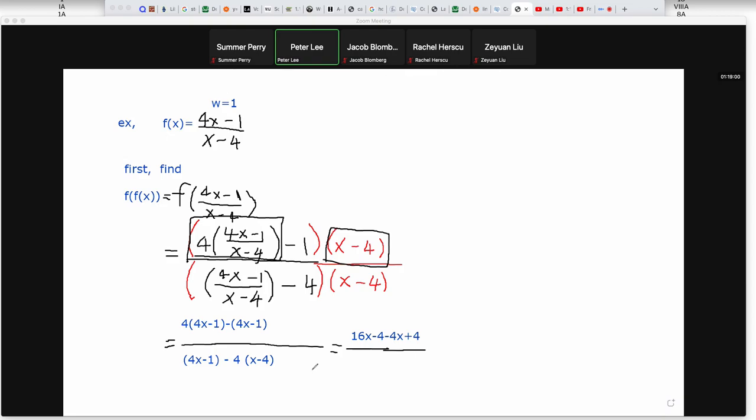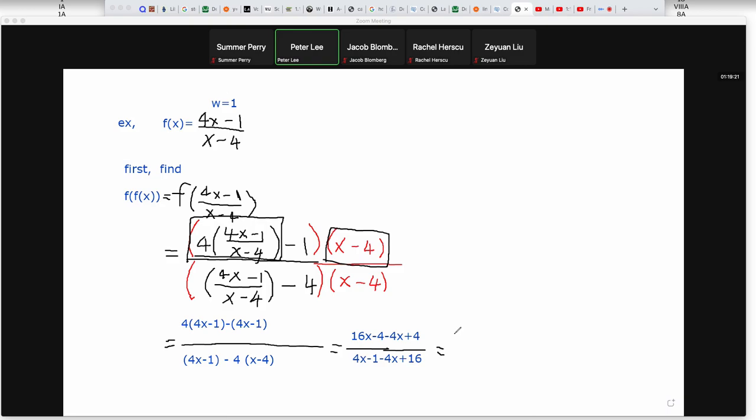And the denominator is going to be 4x minus 1. Let's open that up: 4x minus 1, and then minus 4x, and then plus 16. So when you simplify this here, what do you get? This is going to be 12x.